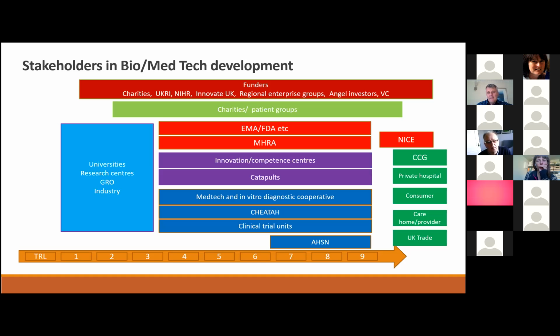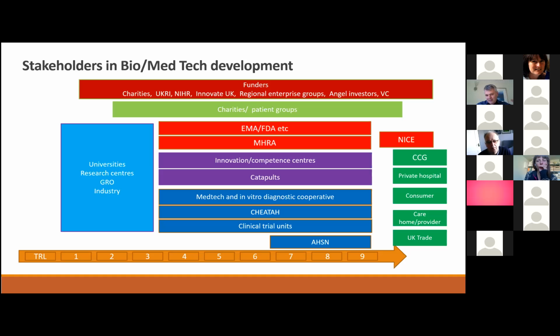So within our environment in this country, we have fantastic national resources. We have innovation competence centres that link everybody across the country. We have catapults, for example, medicines, that bring in different aspects so that small companies can find the right people to grow with. We also have groups designed to help them develop within the NHS. You've got the medtech and in vitro diagnostic cooperatives. Locally, we have Cheetah, which tests things to make sure they're suitable for the NHS. And we've got clinical trial units to actually test them.